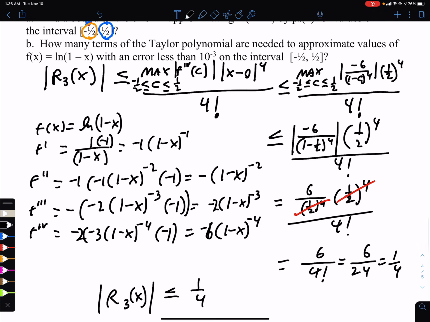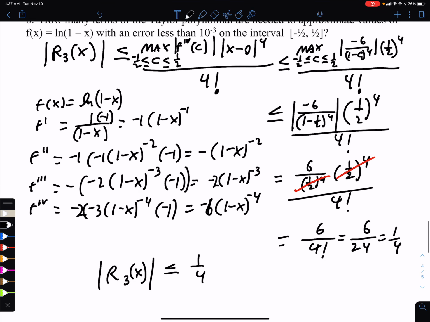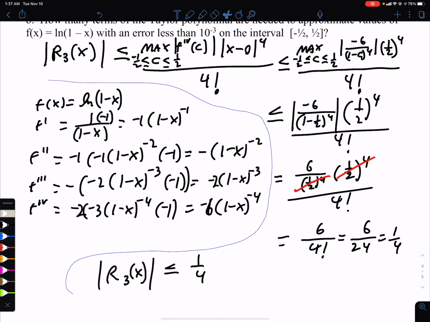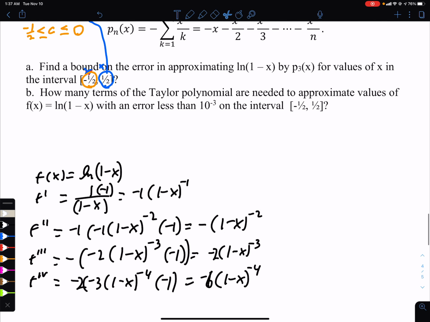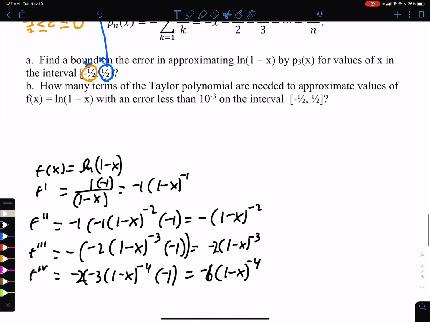Part B, how many terms of Taylor polynomial are needed to approximate the value? So I'm going to erase all of this work here. Maybe I'm not going to erase the derivatives. I might need that. So let me erase all this. How many terms are needed to approximate the values with an error less than 10 to the negative 3 on the interval?